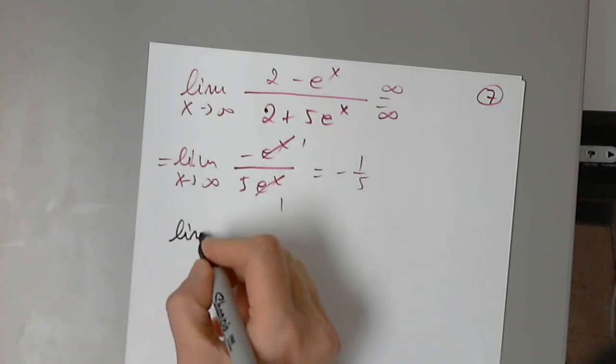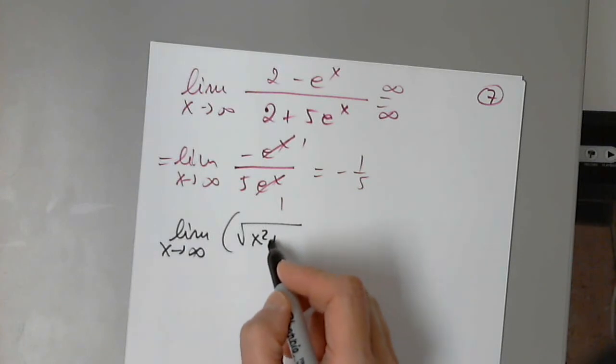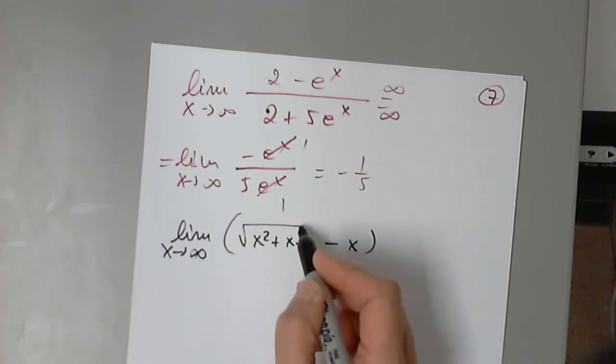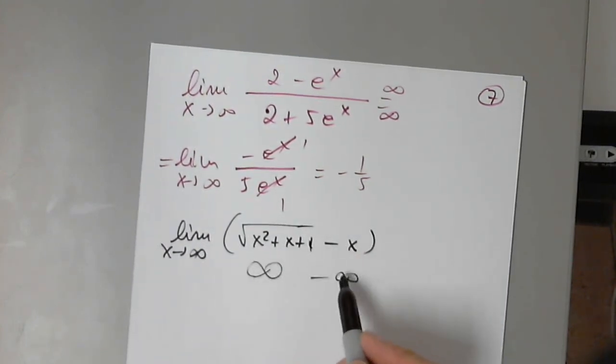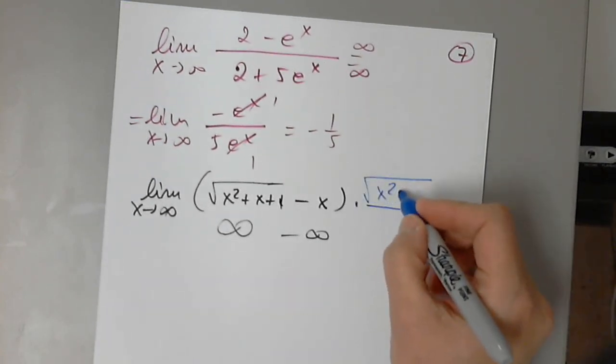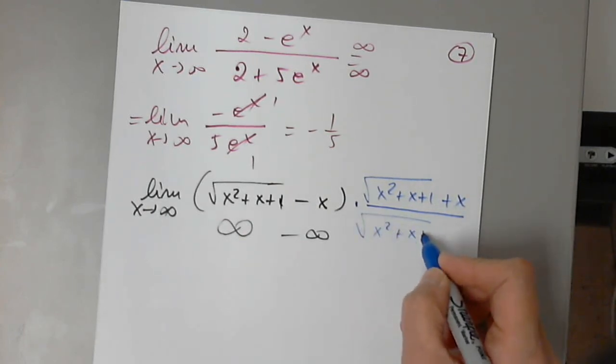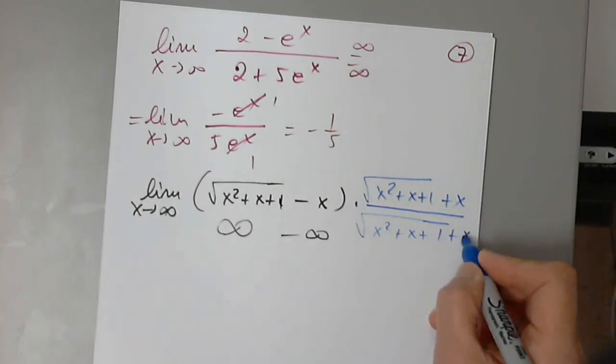So this is the limit as x approaches infinity of the square root of x squared plus x plus 1 minus x. Because the problem is it's infinity minus infinity, which is one of the 7 indeterminate cases. So we can't use L'Hopital's rule or anything else here, so I recommend doing this. Multiply by the square root of x squared plus x plus 1 plus x over the square root of x squared plus x plus 1 plus x.